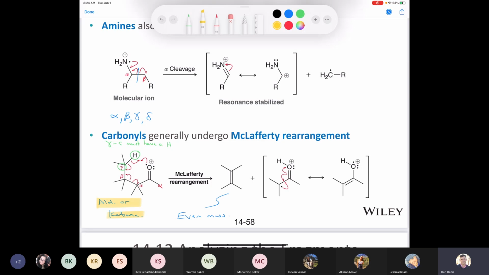It's probably the only time besides water. Yes, I know 18 is an even number, but outside of loss of water, it's the only time we lose something that has an even mass. So if you calculate the mass of this, you'll see that it's an even number. Anyhow, that's a giveaway that you've got a carbonyl.